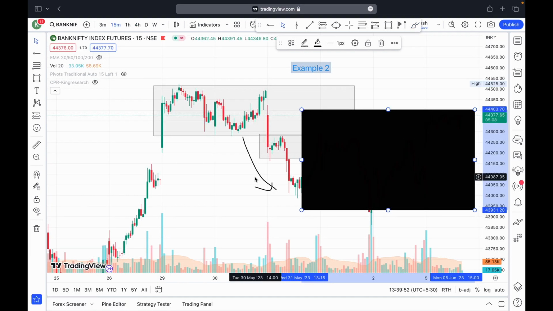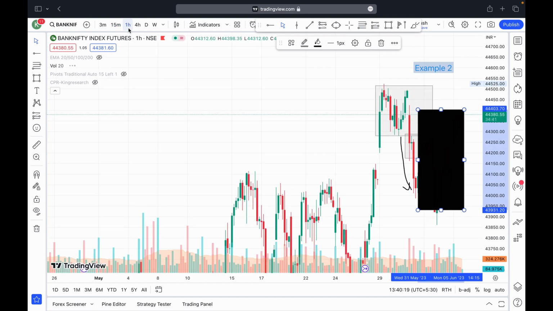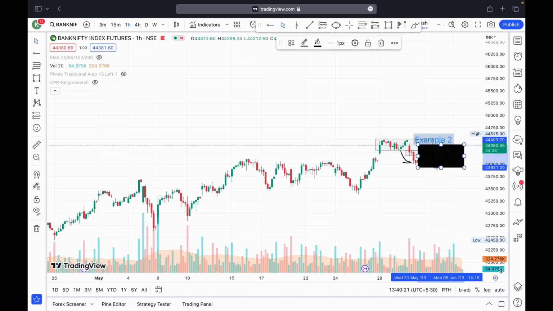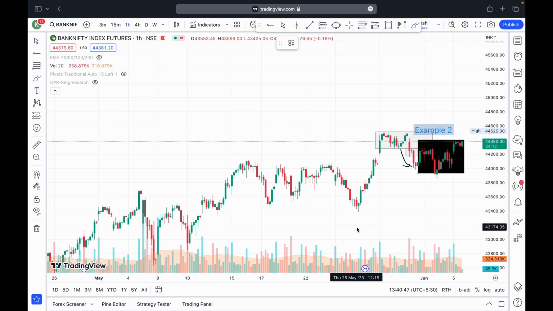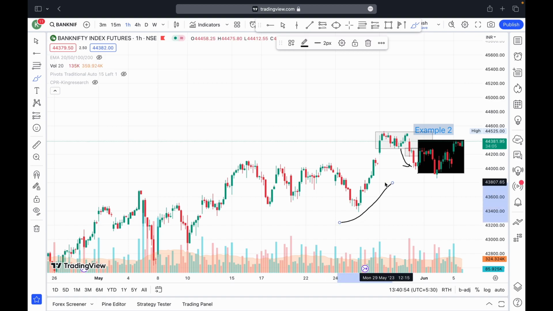So this is our example number 2. In the previous example, I told you that we should always align to the trend, and you can find the trend by looking one time frame above your current time frame. So in this case, I am trading the Bank Nifty 15 minute chart, and the time frame one above, that is 1 hour, shows that our trend is basically on the buy side, right?